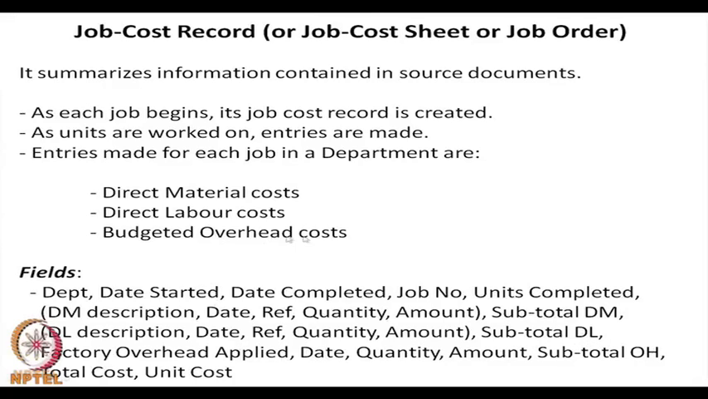Lastly, the budgeted overhead cost. For that we also have fields like factory overhead applied, date, quantity, amount, the subtotal of overhead, and then finally, the total cost, that is subtotal direct material, subtotal direct labor, subtotal factory overhead, all the three put together gives the total cost, divided by the number of units completed gives us the unit cost. So, a job cost record gives the unit cost.